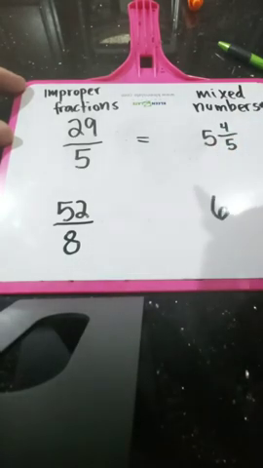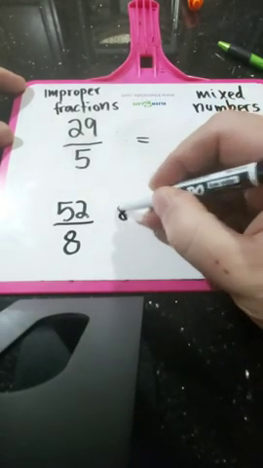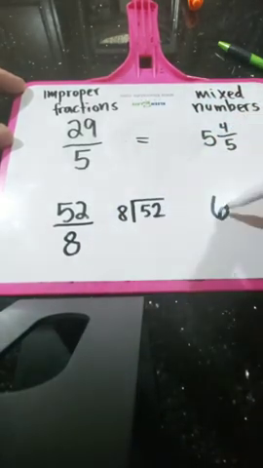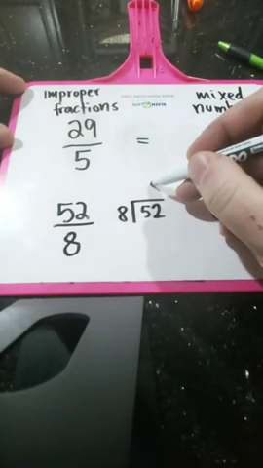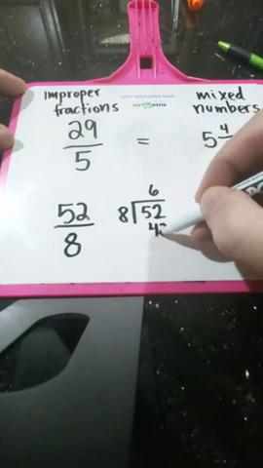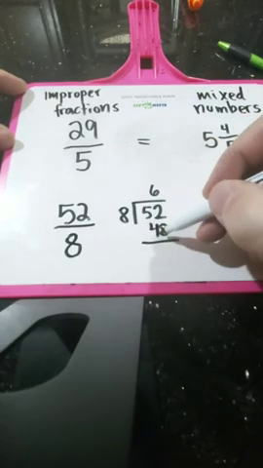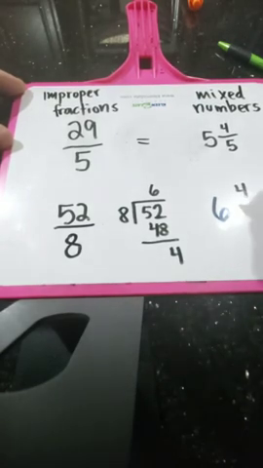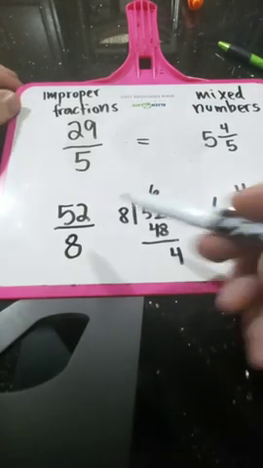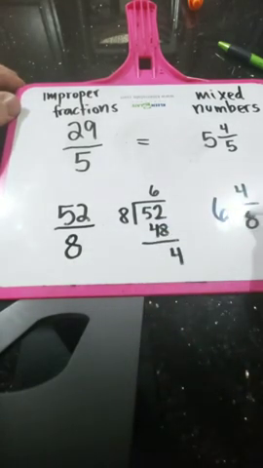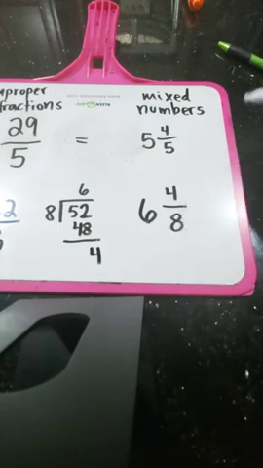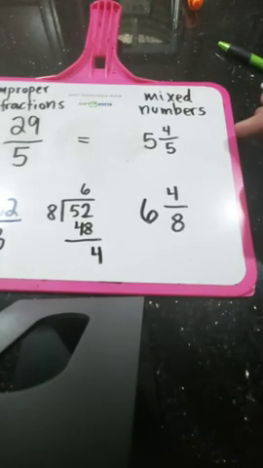Okay. And then we're going to divide our denominator into our numerator here. And we just figured out that 8 goes into 52 6 times. So we put our 6 up here. 6 times 8 is 48. And once again, 52 minus 48 gives us a remainder of 4. So that 4 becomes our new numerator. Excuse me. And our denominator stays the same. 6 4/8, which, if you know anything about division, is actually 6.5, because 4 is half of 8. But if you want to leave it at 6 4/8, that would be an acceptable answer.